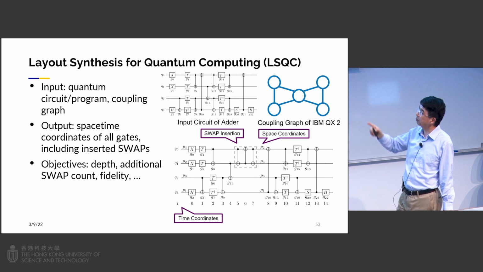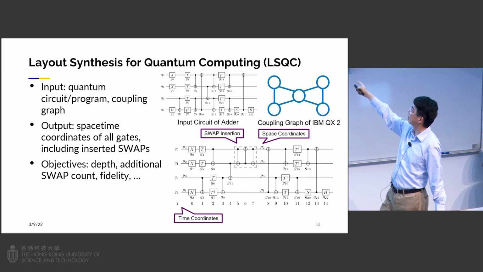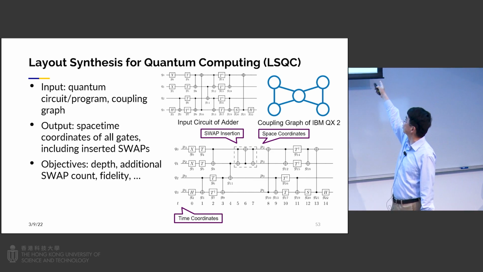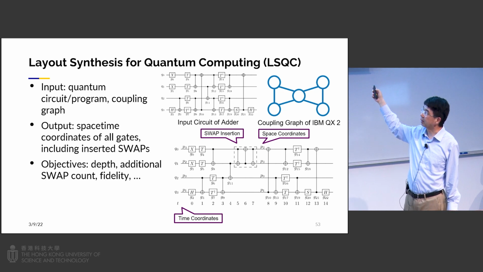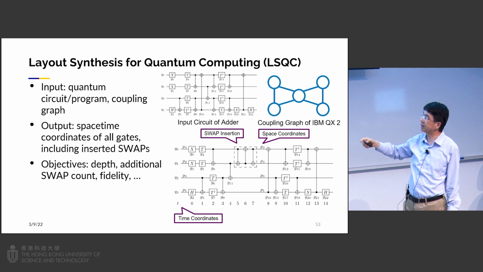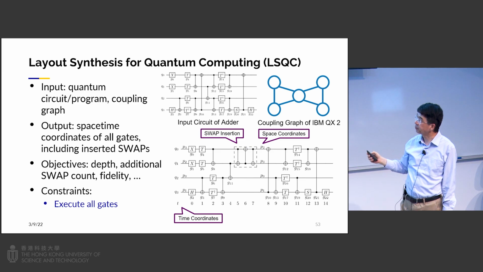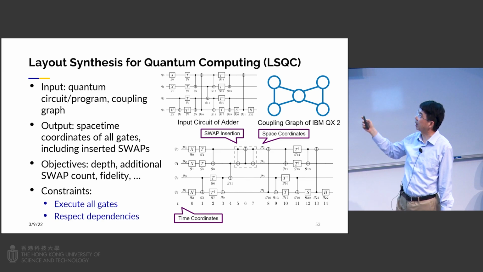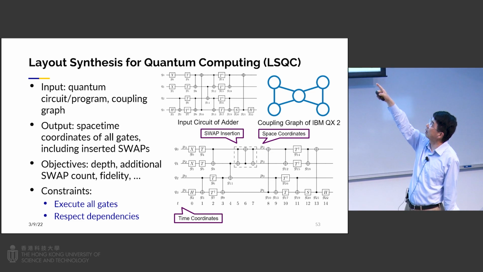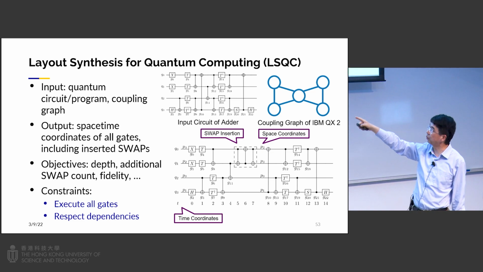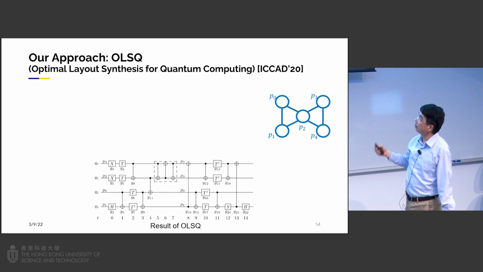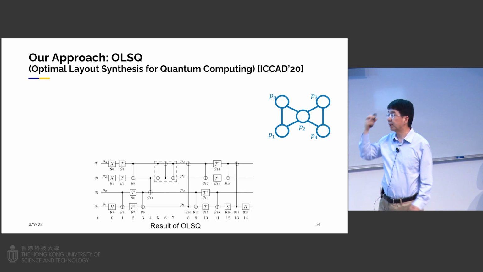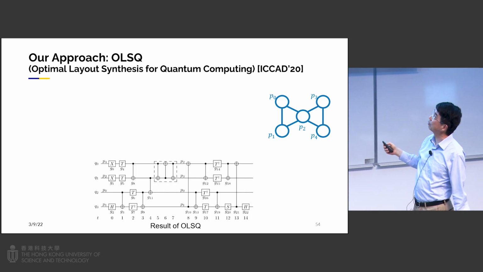We care about the depth, basically how many steps I execute. And so that's the maximum time variable you have, right? And the swap count, how many swap gates I have, and then the fidelity. And then constraints: you've got to execute all the gates and respect dependency. So if one gate has to be executed after another one, you cannot jump ahead, right? At that time, we looked at it, and there were really no optimal solutions.